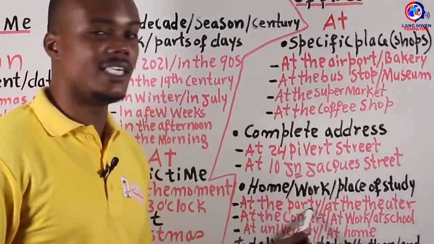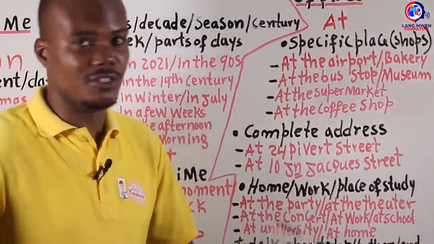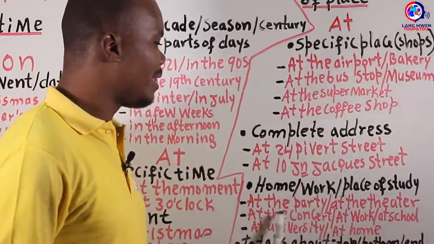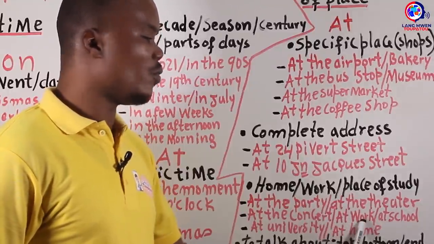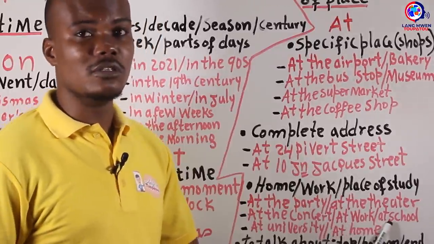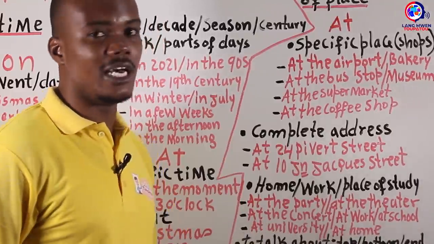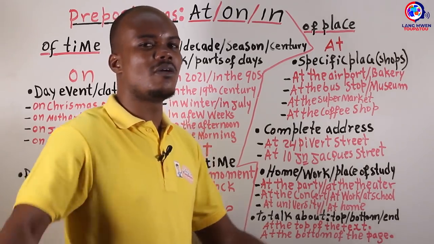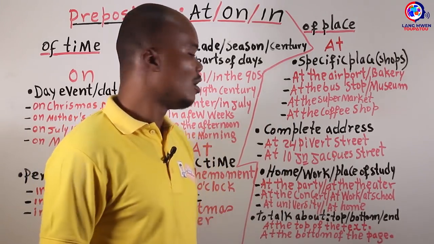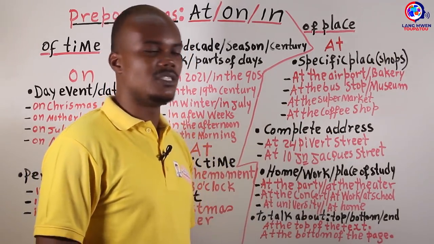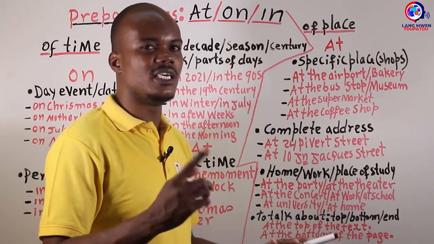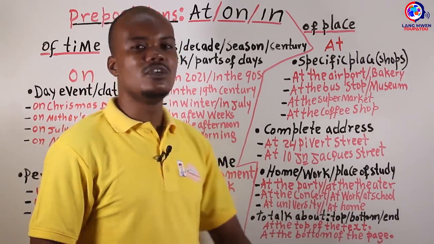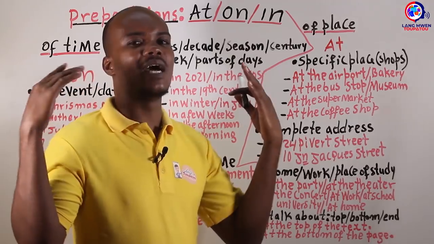Like I can say at the party, at the theater, at the concert, at work, at school, at university, or at home. You say at work, at university, at the concert, okay? At work, at school, at home, you use the preposition at when talking about a group of activities.